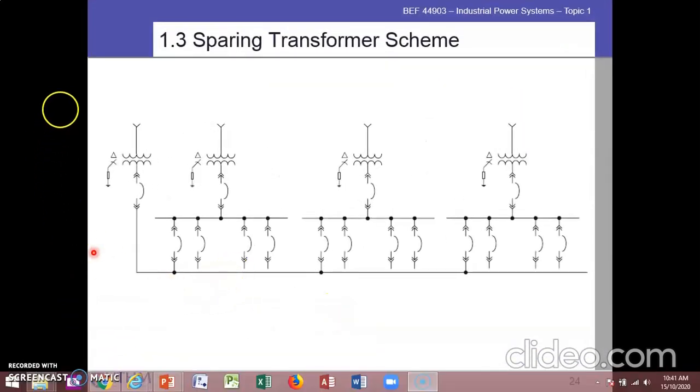Okay, this is the sparing transformer scheme. We can see here there are 4 transformers: 1, 2, 3, 4. This transformer is the spare. Transformers 1, 2 and 3 are in operation.